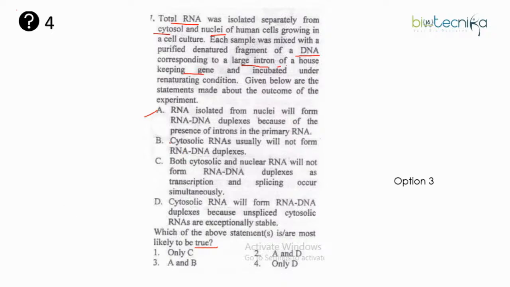Second statement, cytosolic RNA usually will not form RNA-DNA duplexes. Why? Because by the time RNAs have moved to the cytosol, or been exported to the cytosol, all the introns have been spliced out, because otherwise it is not possible for the RNAs to come to the cytosol. The capping has to be there, the polyadenylation has to be there, and some studies do mention that splicing needs to be completed before RNA can get exported to the cytosol. So that is why A and B are correct. C and D are not correct.